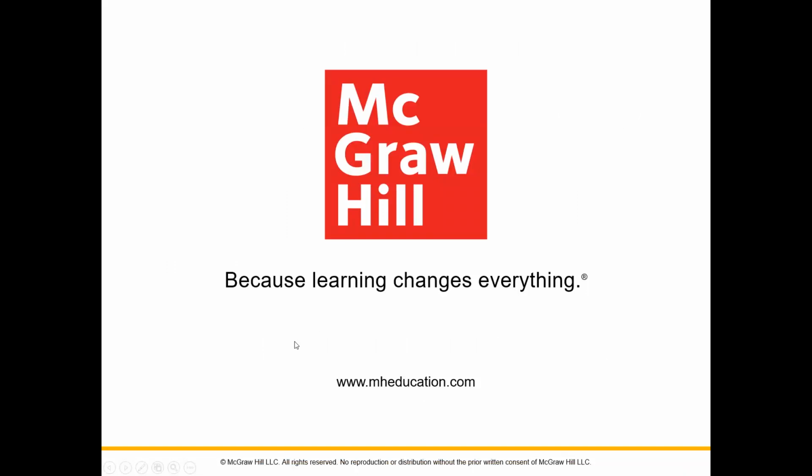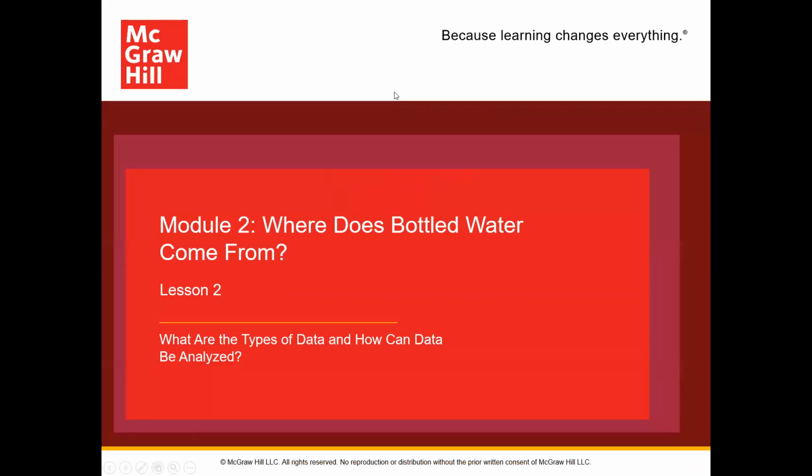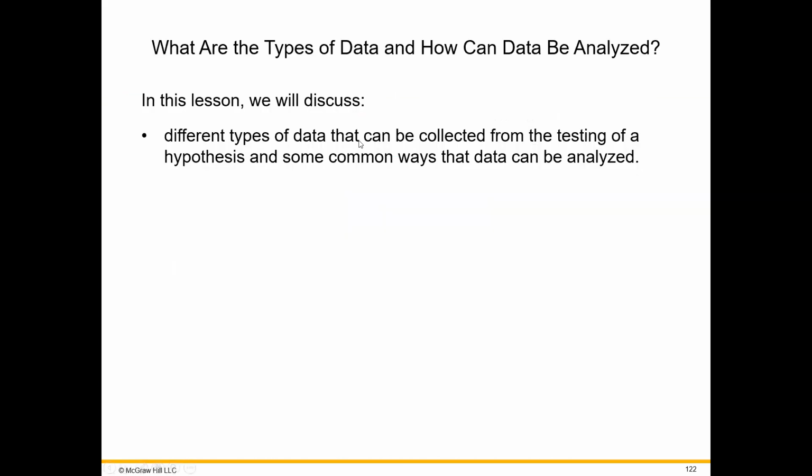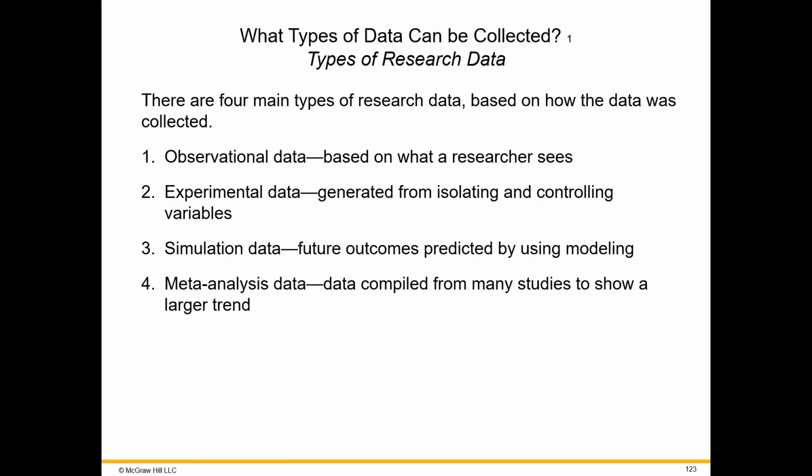That's it for this lesson, but we are going to continue on. So now that we've talked about the scientific method, lesson 2 for module 2 is: what are the types of data and how can data be analyzed? We will discuss different types of data that can be collected from the testing of hypotheses and some ways that data can be analyzed. And there are 4 main types of research data based on how the data was collected: observational, experimental, simulation, and meta-analysis.